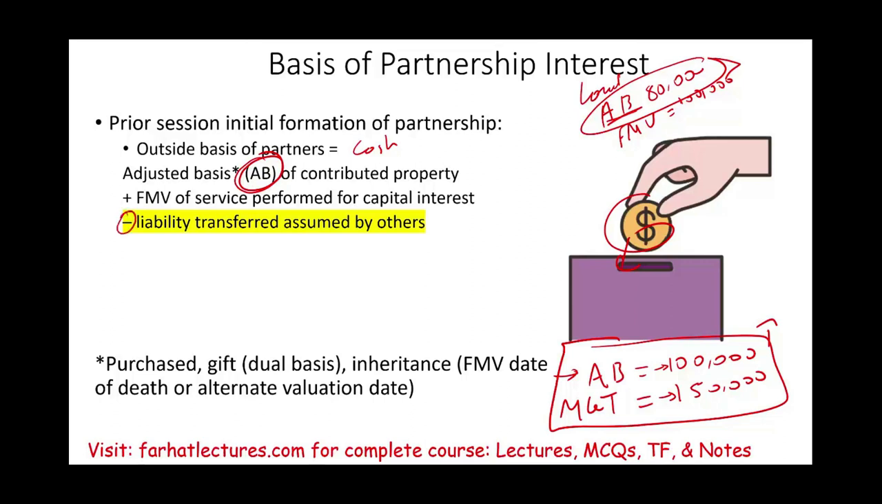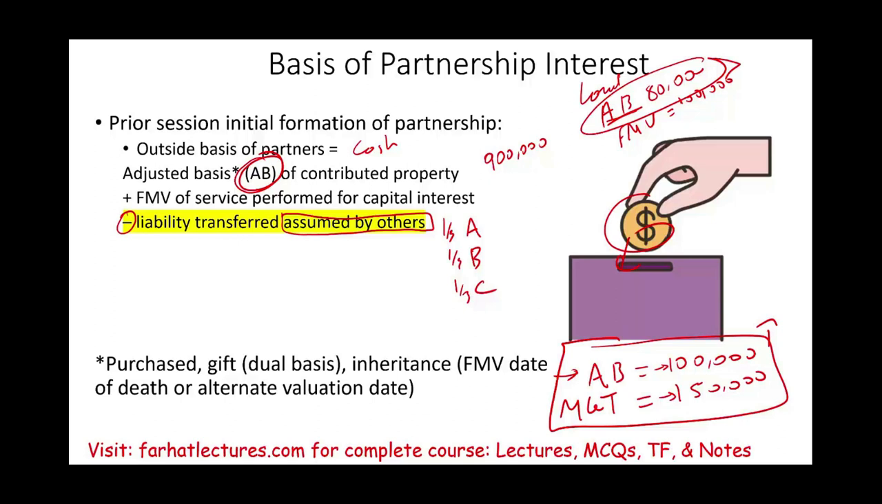You reduce liability transferred, assumed by others. Let's work a simple example. We have three partners, A, B, and C, and you happen to contribute 900,000 of liabilities to this company. And to keep it simple, one-third, one-third, one-third. Each partner owns one-third.